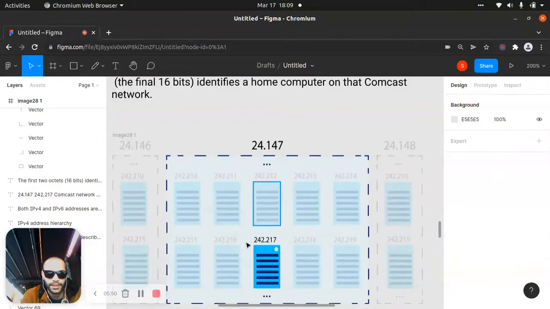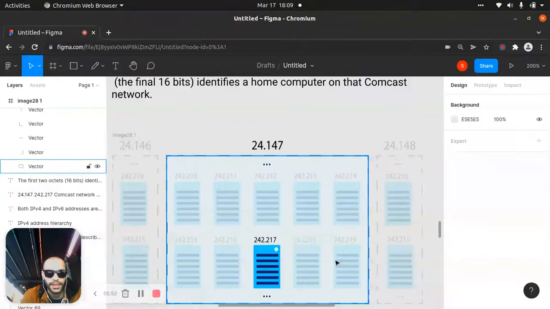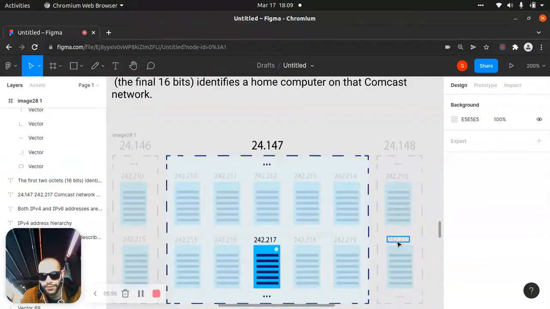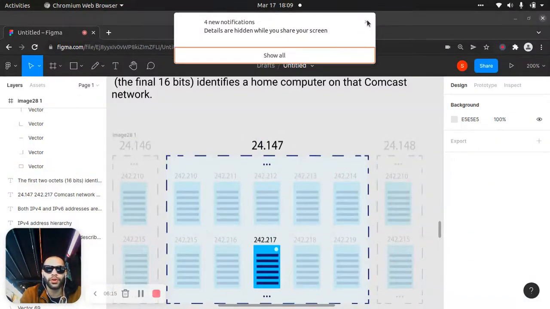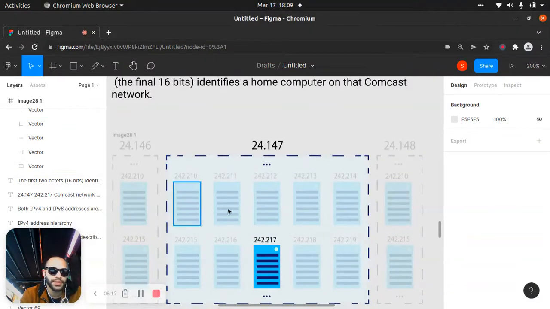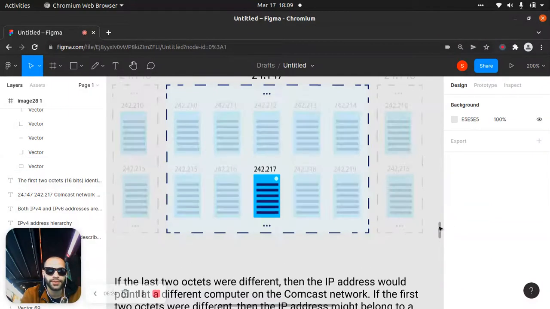If the two octets happen to be 242 and 215, it will be in a different network, so a different place in the hierarchy. This is the big map. In all of this there are computers: two computers, three. So here we have 10 computers connected to this Comcast network.